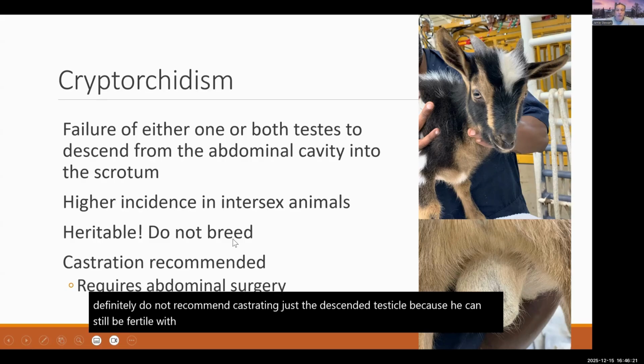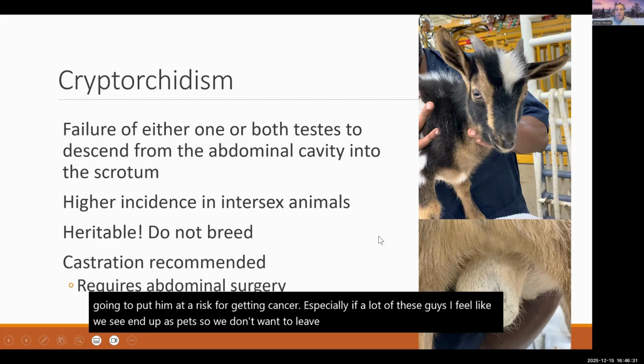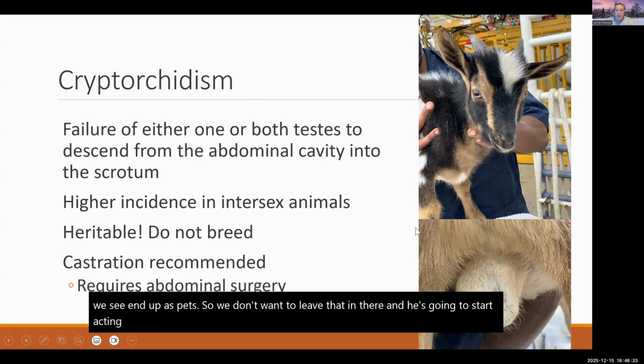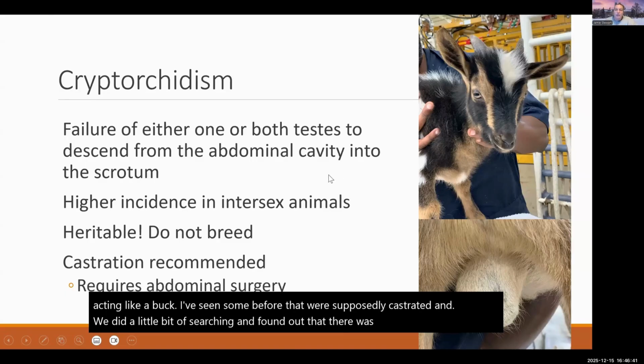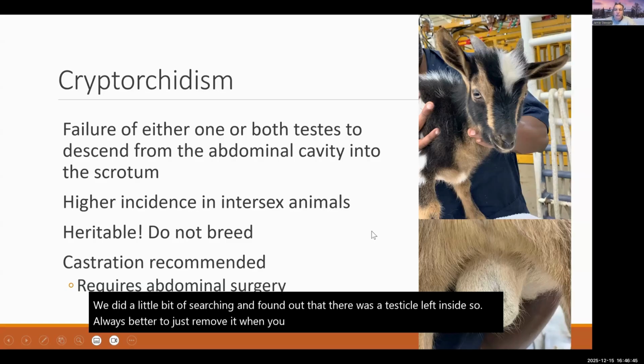a testicle in his abdomen, and that testicle in the abdomen is also going to put him at risk for getting cancer, especially since a lot of these guys, I feel like, end up as pets. So we don't want to leave that in there, and he's going to start acting like a buck. I've seen some before that were supposedly castrated, and we did a little bit of searching and found out that there was a testicle left inside. So always better to just remove it when you know it's there, so it's easier to plan for and do the surgery.